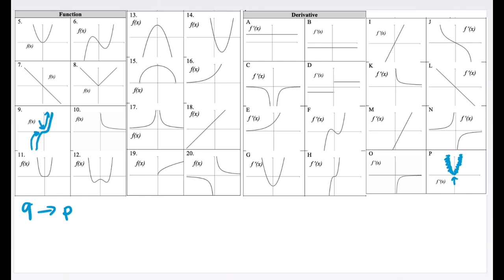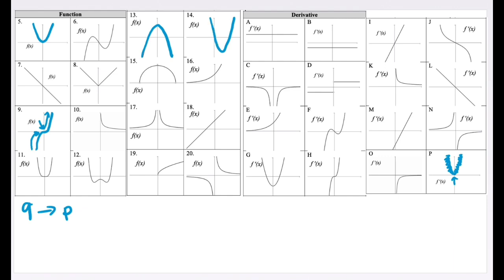Now, the other thing I want you to pay attention to is all of the quadratic functions. So we have 3 different quadratic functions. We have graph 5, we have graph 13, and we have graph 14. Now, since these are quadratic graphs, their derivatives are actually going to be linear.